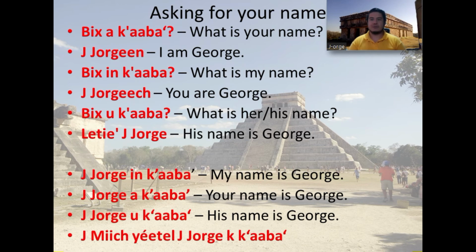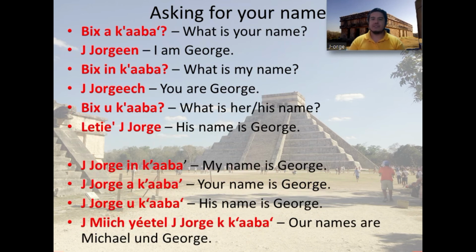Maybe you are wondering how to use it in plural. For instance, we have Michetel Jorge Kaba, which in this case means our names are Michael and George. We have the conjunction yetel. Yetel means and or with. In this case, it represents and. And then we have one k in the middle between Jorge and Kaba, which represents the first person plural and the verb Kaba. As you can see, the formation is very systematic. That makes the language not that hard to understand.